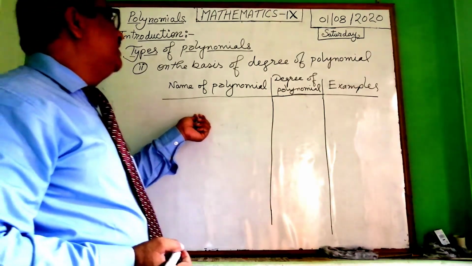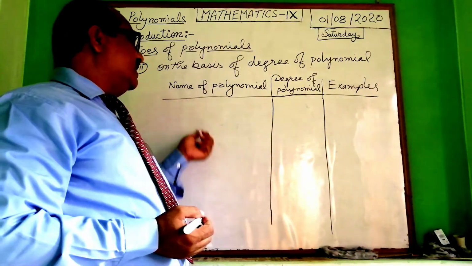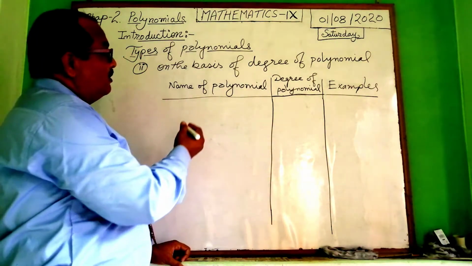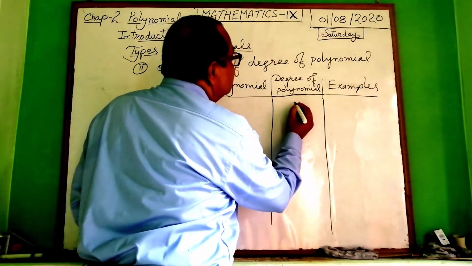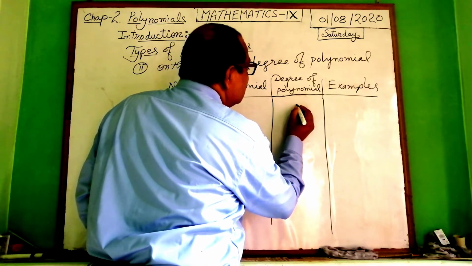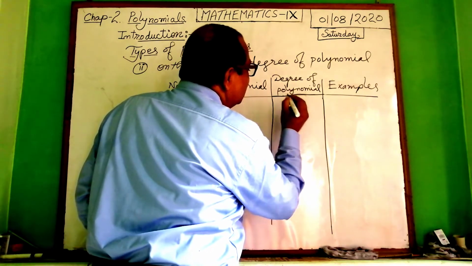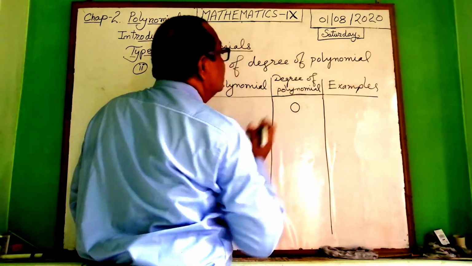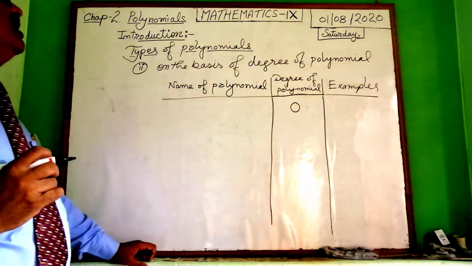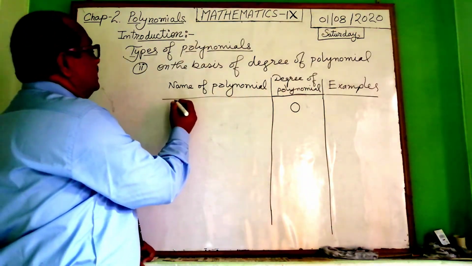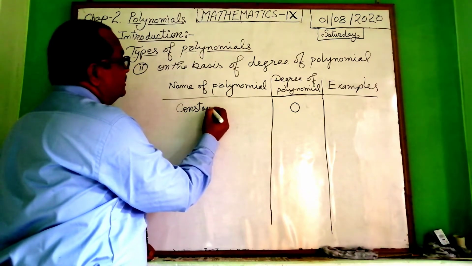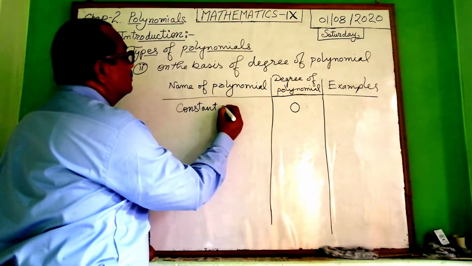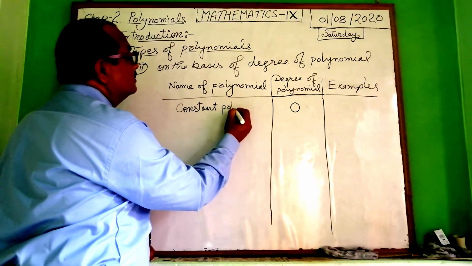On the basis of degree of a polynomial, now we can easily understand the name of the polynomial. If the degree of the polynomial is 0, its name is constant polynomial.